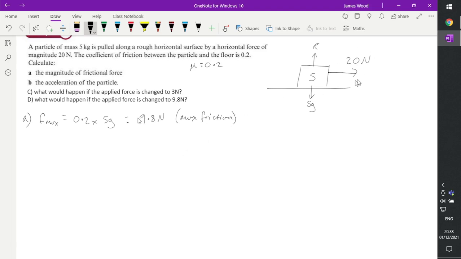So when I'm applied a force of 20 newtons to the right, the friction is going to be trying to go against it with 9.8 newtons, because that's the maximum that it can. Okay. Now that I know that, I can work out the acceleration. So resolving to the right, I've got 20 minus 9.8 equals 5a. And then we can find out what a is. So that's 2.04 meters per second squared.